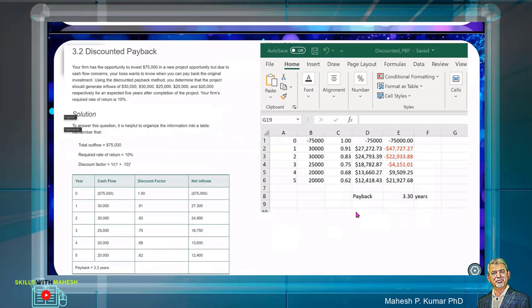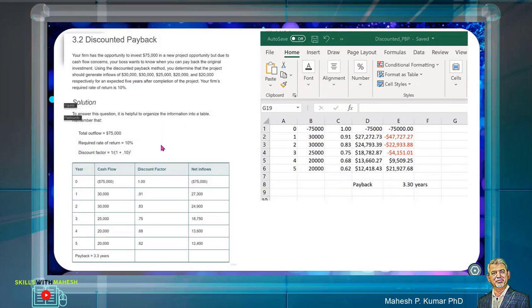And then this is the discounted payback period method. Here, when we are reading this project, the initial outflow is 75,000. It is in brackets, right? When you use an Excel sheet, you have to type minus 75,000. I had to type minus 75,000, and this is the initial investment in year 0, right?